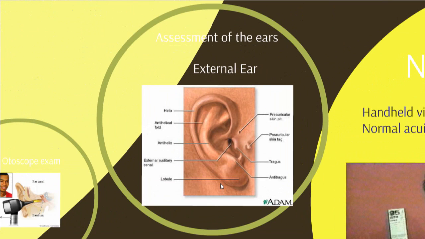Okay, when we are looking at the ears, this is the anatomy of the ears that we're looking at here. We've got the external ear. We're primarily going to be looking at the external ear. It's going to be flexible, mainly elastic cartilage. It contains an ear flap, which is going to be the auricle or the pinna.